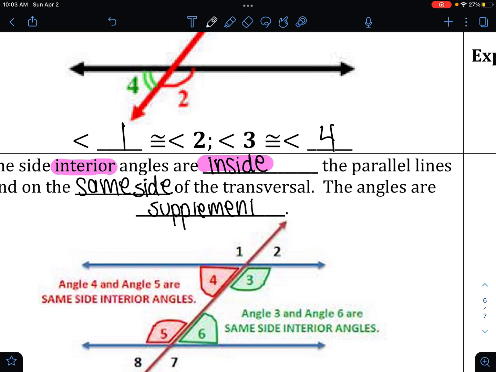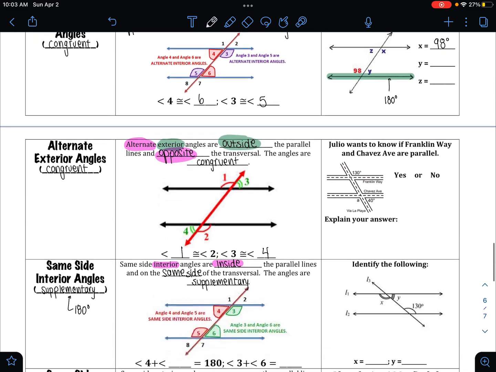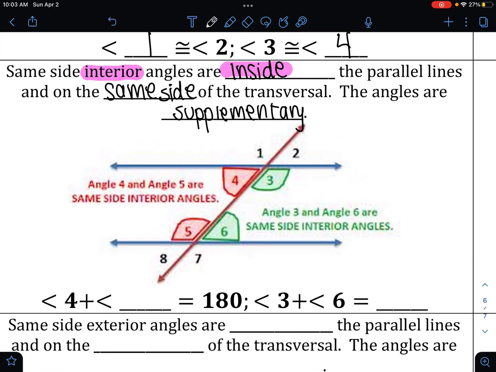So as you can see, we have the same picture from our alternate interior angles, but we're looking at two different things now. We're looking now at the same side interior, so inside the parallel lines, but the same side of the transversal. So we're kind of looking at like this and this.